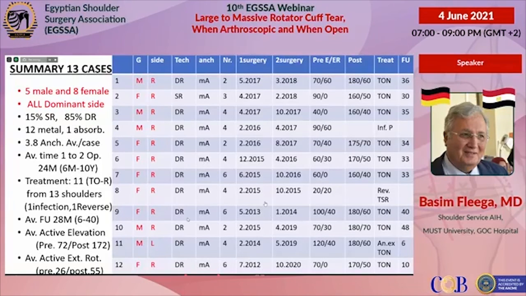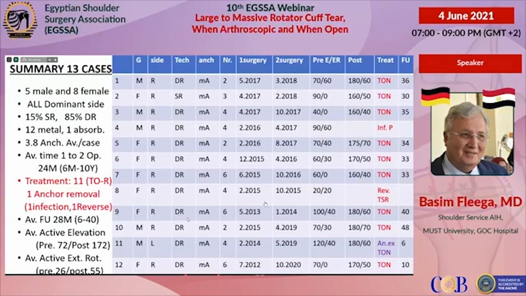There were 5 males and 8 females. All cases were dominant. 85% of the cases had a double row fixation in the first surgery, and 15% had a single row fixation. 12 cases had a metal anchor, and 1 had an absorbable anchor. The average number of anchors used was 3.8 per case. The time between the first and the second operation was an average of 24 months, between 6 months and 10 years.